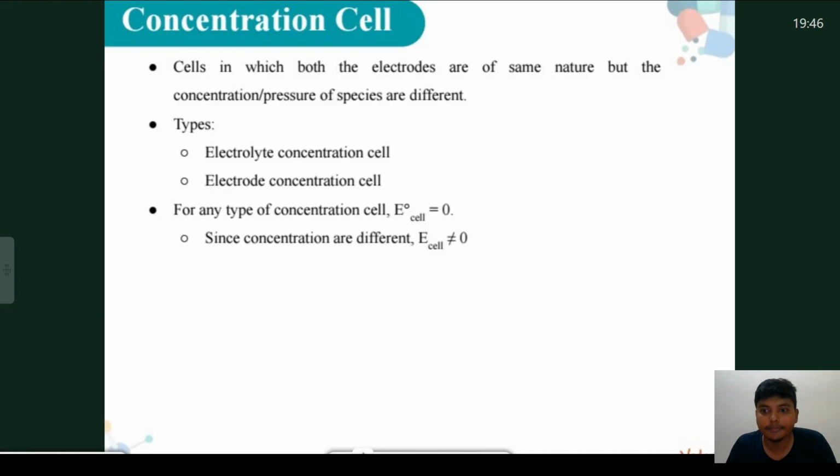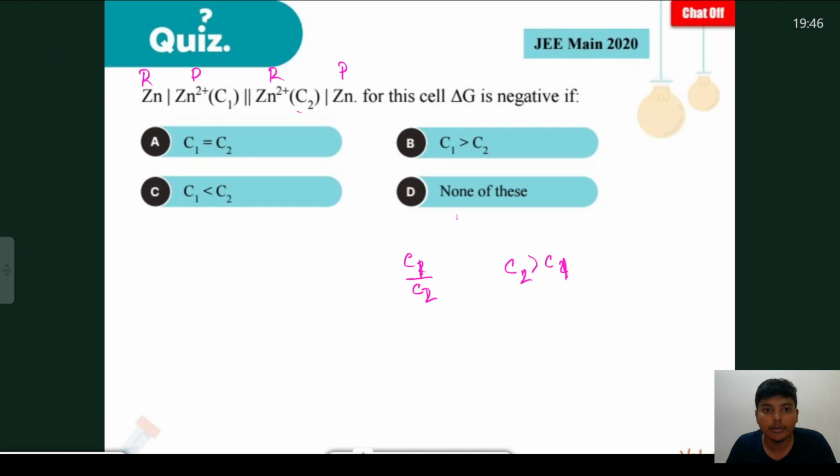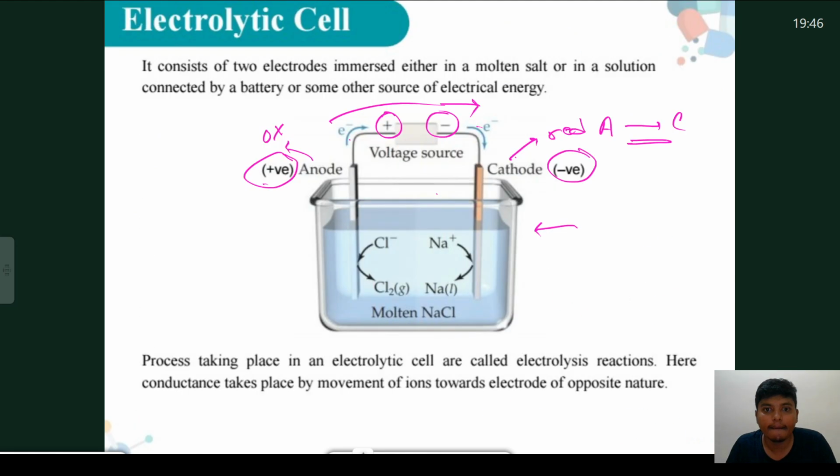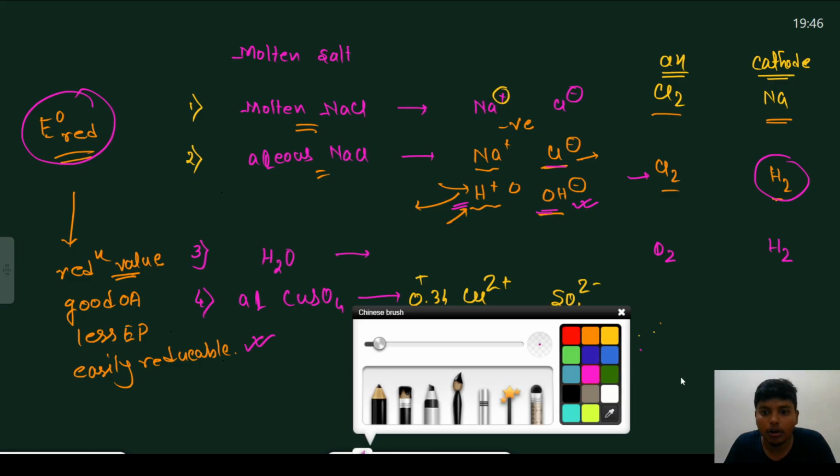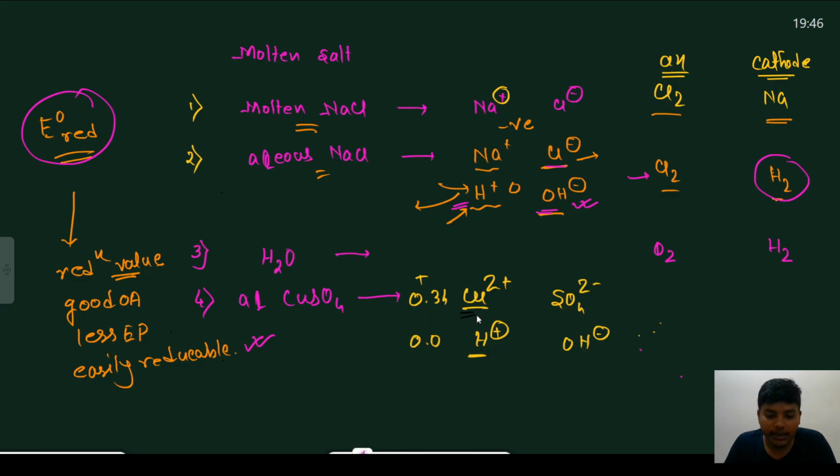So where are we? Obviously copper has more reduction value, so copper will deposit at the cathode. And between SO4 and OH minus, OH minus has the higher reduction value, so who will deposit at the anode? Oxygen. Understood?